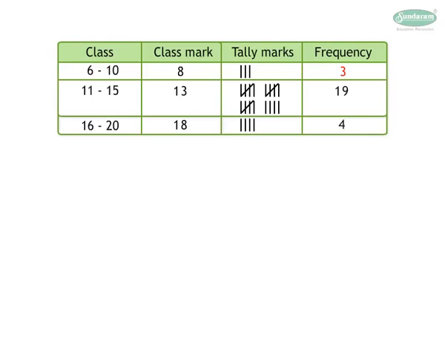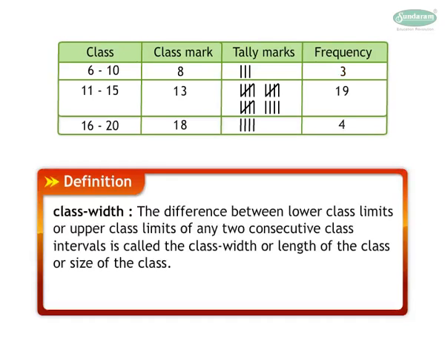Class width. The difference between lower class limits or upper class limits of any 2 consecutive class intervals is called the class width or length of the class or size of the class. For example, in classes 6 to 10 and 11 to 15, the difference between lower class limits is 11 minus 6, that is equal to 5, and the difference between upper class limits is 15 minus 10, that is equal to 5.